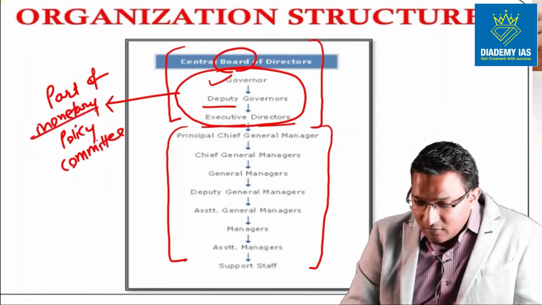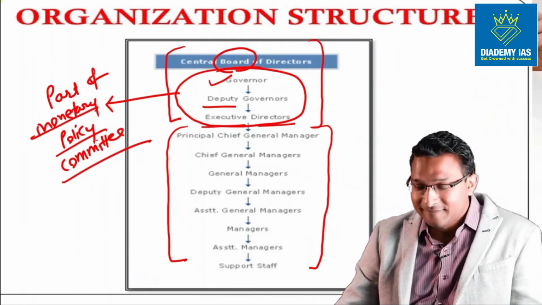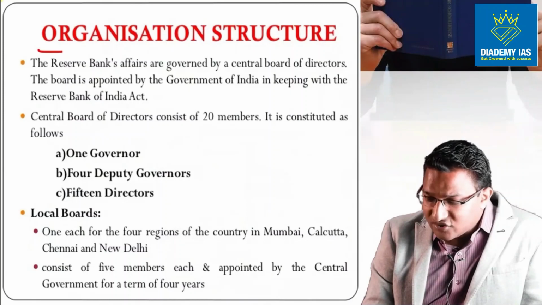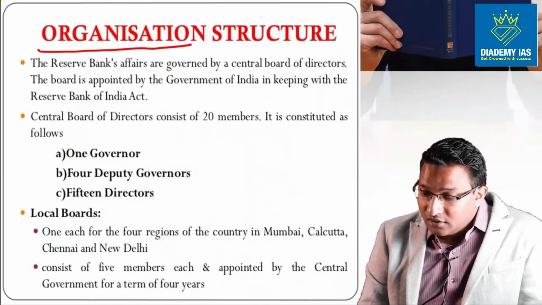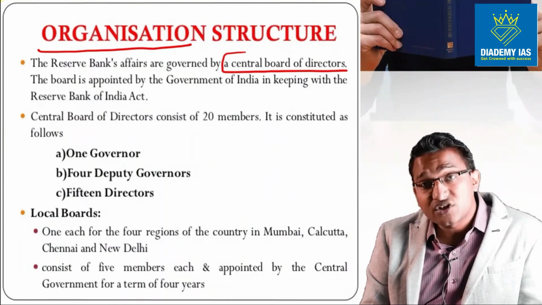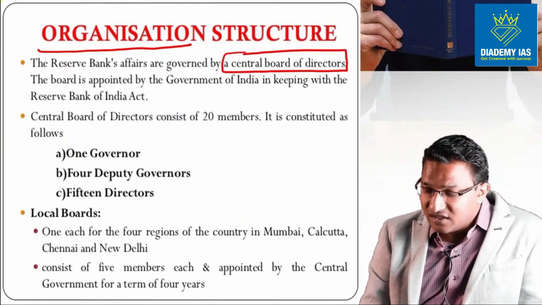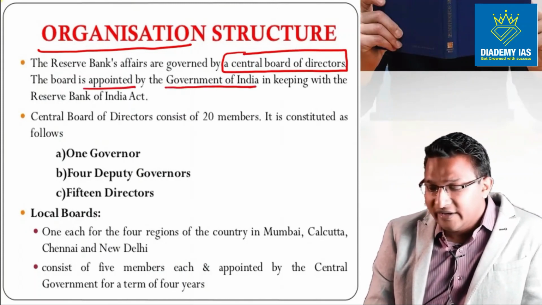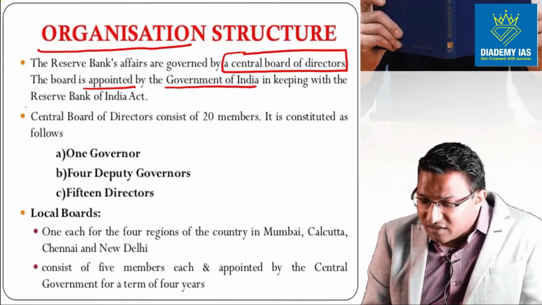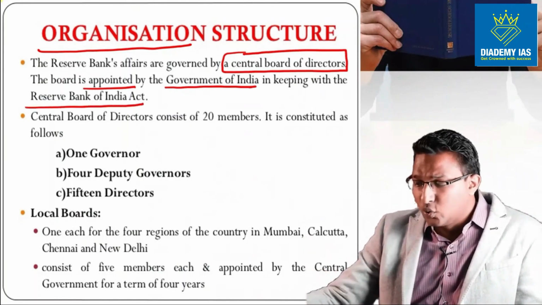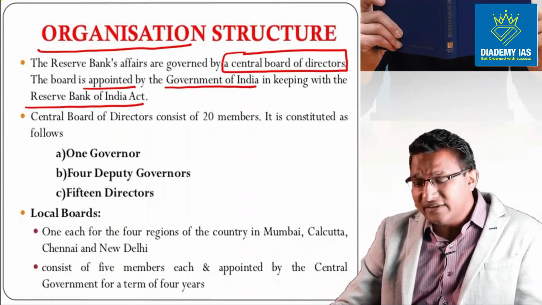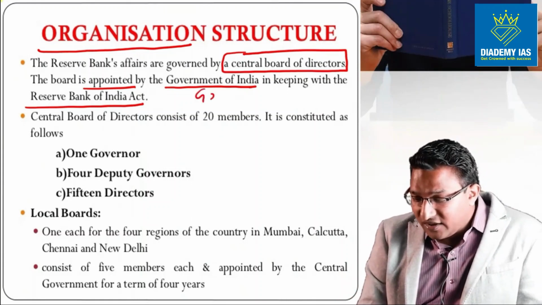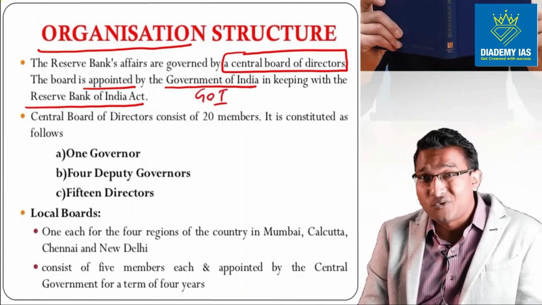They are also part of the monetary policy committee, right? Now if we see the organizational structure, the topmost authority is the Central Board of Directors. This Central Board of Directors is appointed by the Government of India in keeping with the Reserve Bank of India Act. The procedure and the authority are defined in the RBI Act 1934, and as per this act, it is the Government of India who appoints the members of the Central Board of Directors.